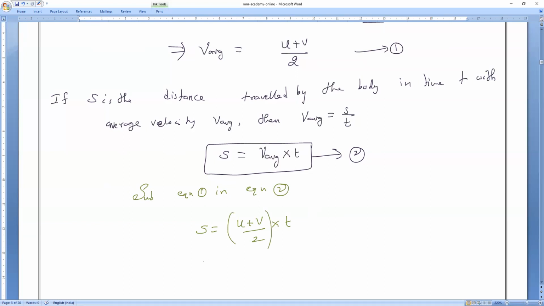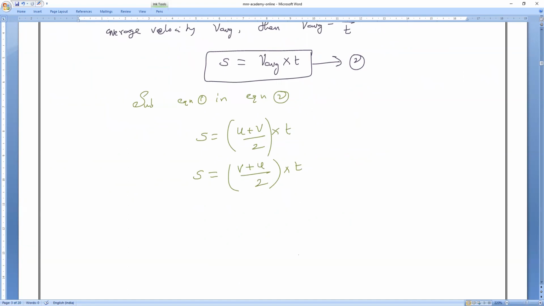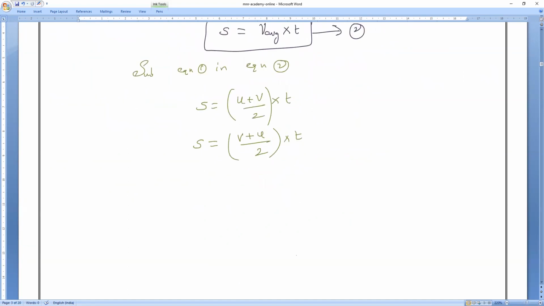Any doubt, anybody? Now, this one, can I write it as v plus u? Is there any problem for you? Both are addition only, correct? Okay, that's fine. Lingesh, can you tell me the third equation once, please? V square minus U square is equal to 2AS. Something is present in both the first and second equations, but in the third equation it is not present. Time. So time should not be present.